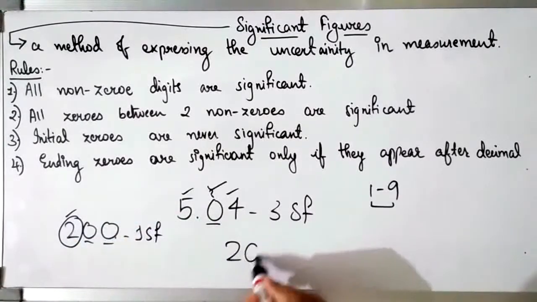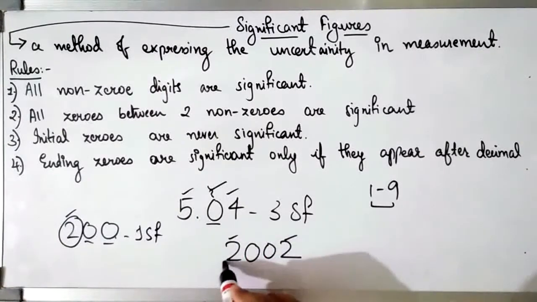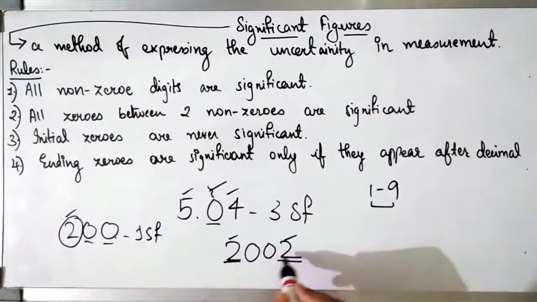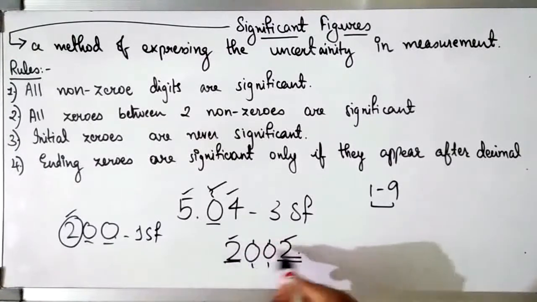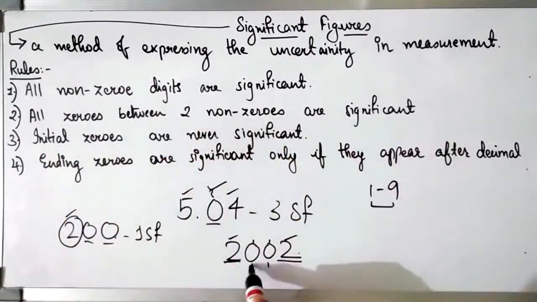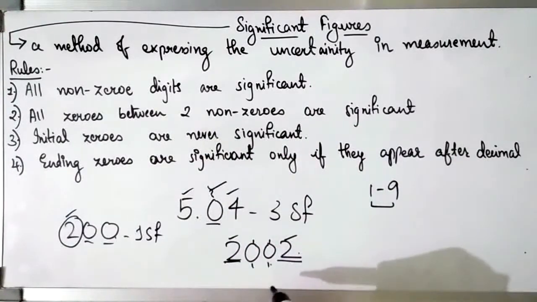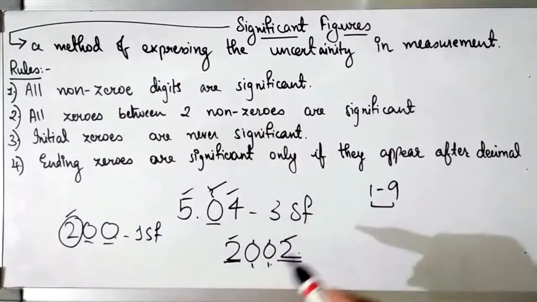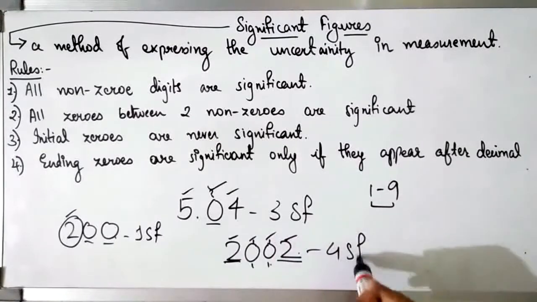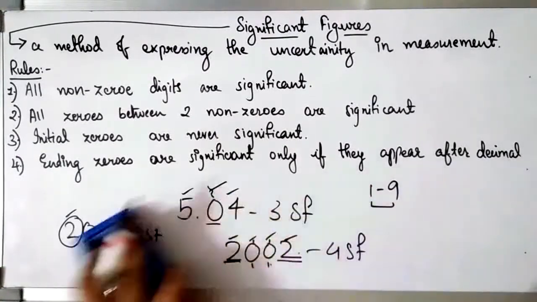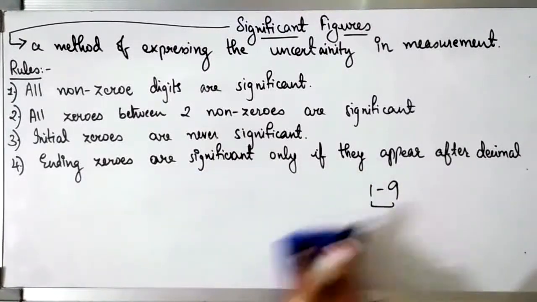But if it was something like 2002, then we have 2 significant figures from the 2's because both the 2's are non-zero. Then both the zeros are present between 2 non-zeros according to our second rule, so those 2 zeros are also considered significant. So overall, how many significant figures did we get? We got 1, 2, 3 and 4 significant figures in this one. So that is our second rule, that when zeros are present between 2 non-zeros, they are considered to be significant.